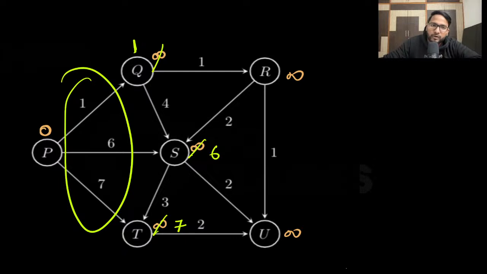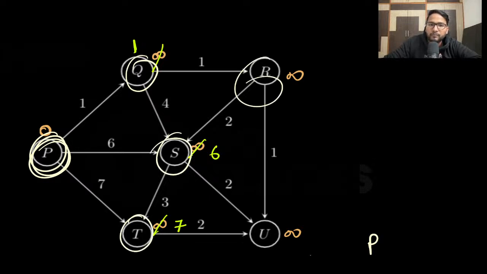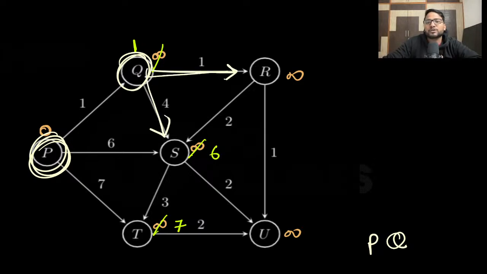You will update all the outgoing edges. Now you take the minimum. So P is final. Now what is the minimum among Q, S, and T, or maybe R and U? Which means 1, 6, and 7, and infinity. I think 1 is minimum, right? So you say that this is final now, and you explore all the outgoing edges from this Q only. Whatever is the minimum, make it final, and you explore all the outgoing edges from that.